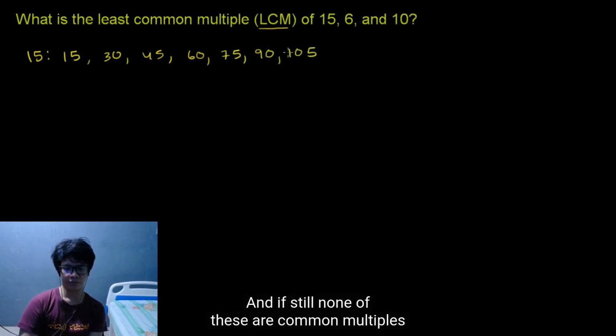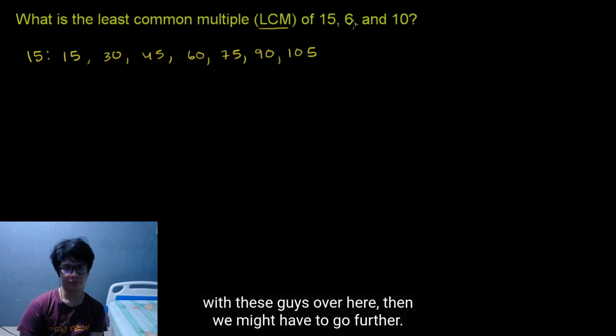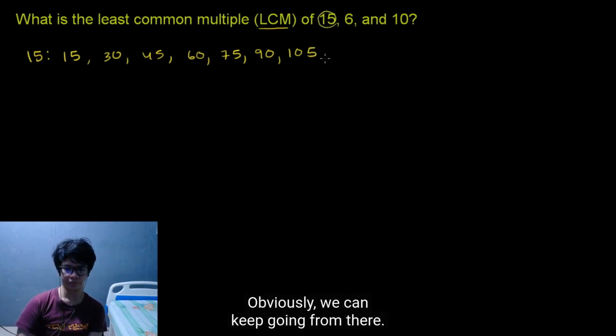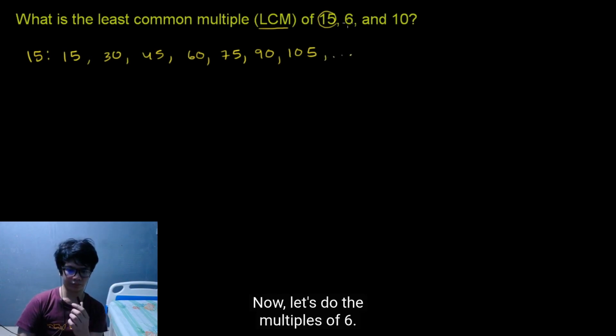And if still none of these are common multiples with these guys over here, then we might have to go further. But I'll stop there for now. So that's the multiples of 15 up through 105. Obviously, we can keep going from there. Now let's do the multiples of 6.